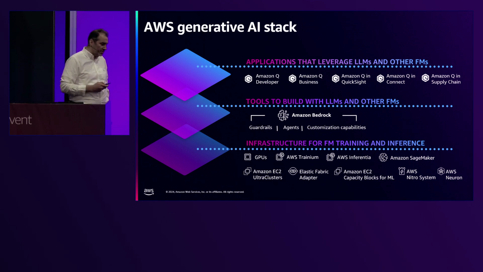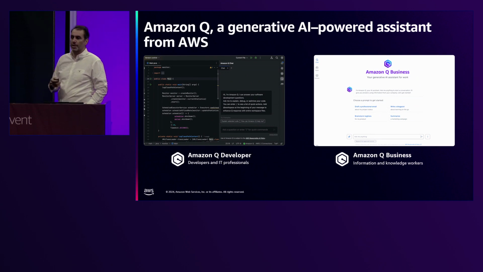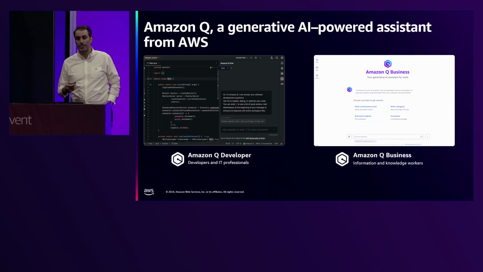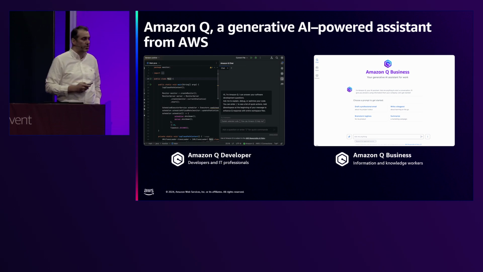So I'm going to start at the top of the stack because I think many organizations can really benefit from some of these services that come with relatively proven use cases in organizations. We have Amazon Q Developer, intended for IT professionals and developers. And we have Amazon Q Business, intended for business users across all business functions.